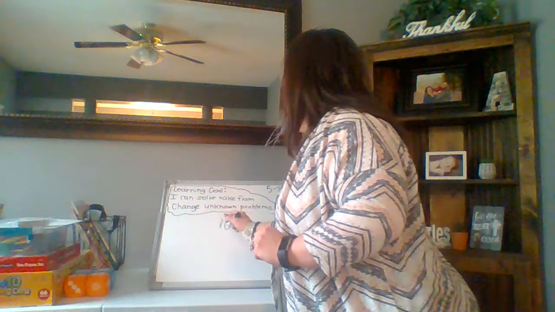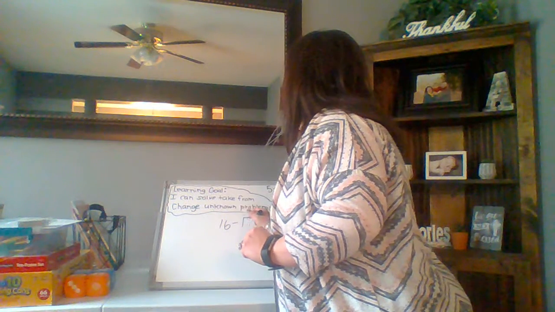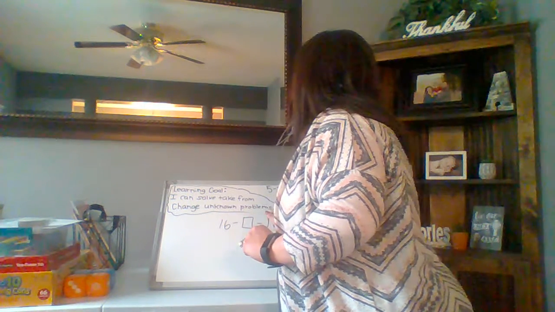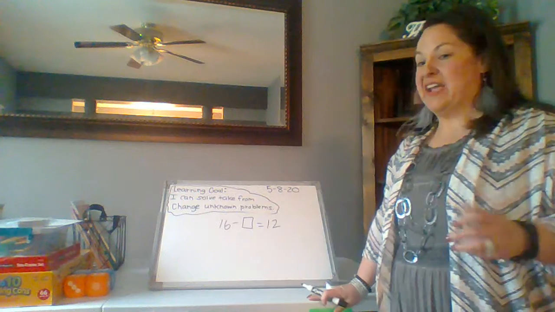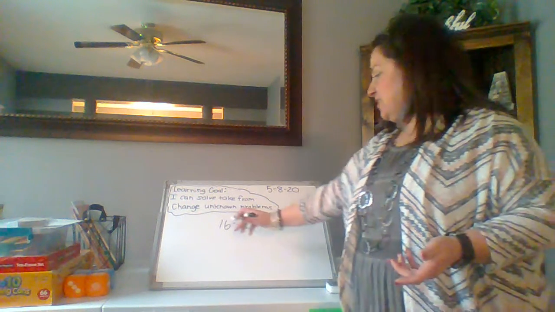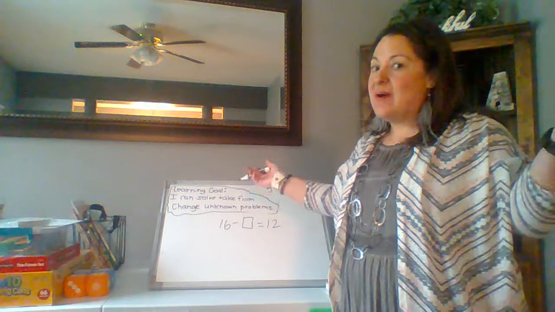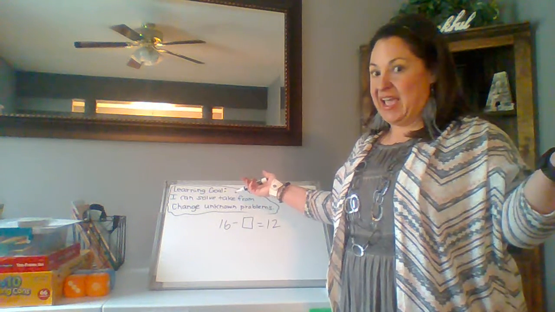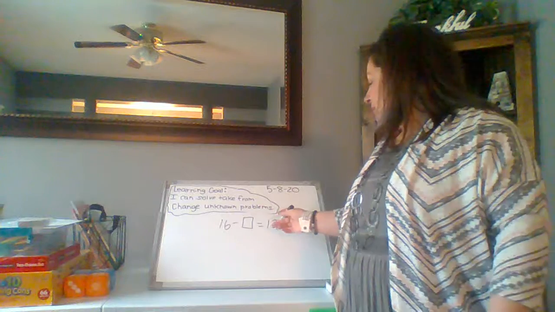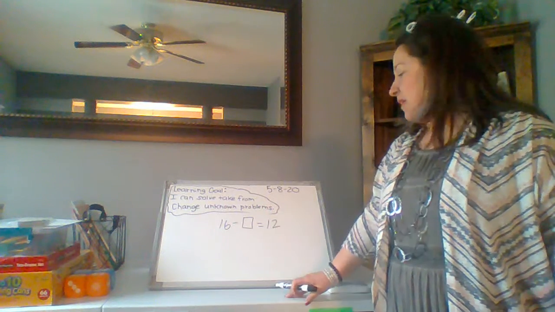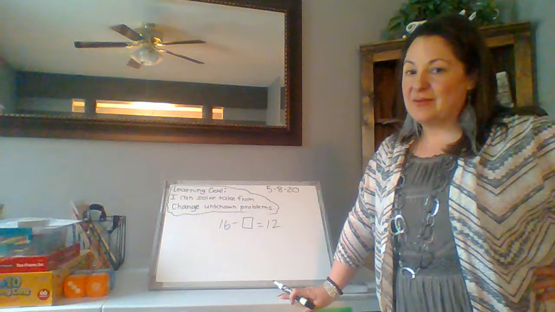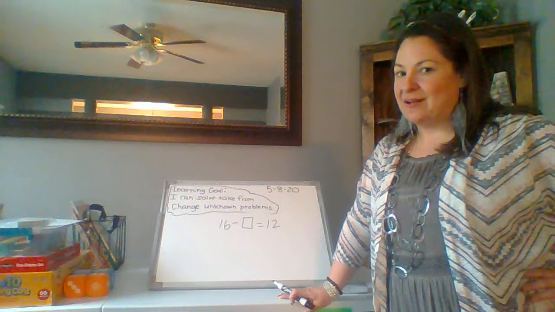So look right here. We have 16 minus box equals 12. That is a take from change unknown problem. We start with something, we take something away that we don't know, it's a change that we don't know, and we get a brand new number, okay? Now, I don't know about you, but that looks a little tricky to solve to me.